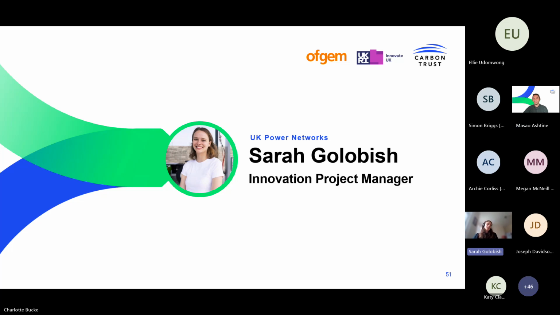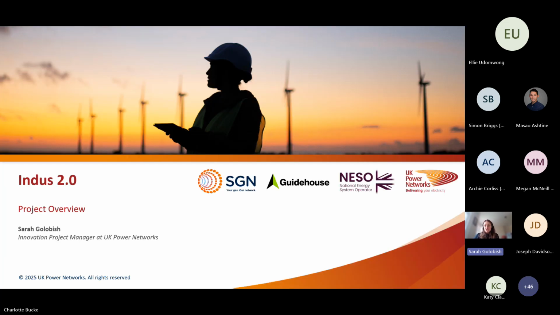I'm Sarah Galobish, an Innovation Project Manager at UK Power Networks, and this is our Indus 2.0 project. This project looks to bridge a gap in current network forecasting to better account for industrial process energy use. We're doing this by enabling data sharing between GDNs and DNOs to unlock a better picture of energy use at the site level. This is a single-year NIA-funded project which builds on previous SIF-funded work. UK Power Networks has partnered with SGN and NISO for this project alongside our delivery partner Guidehouse. So next slide, please.